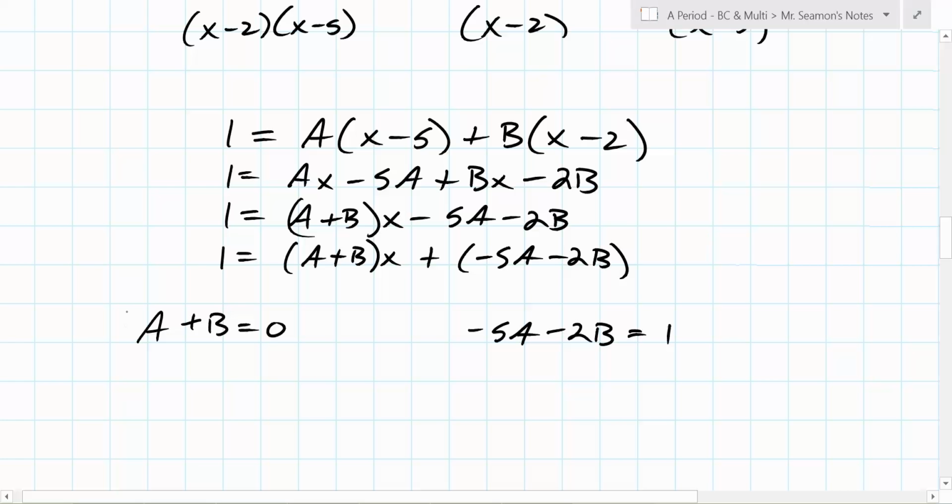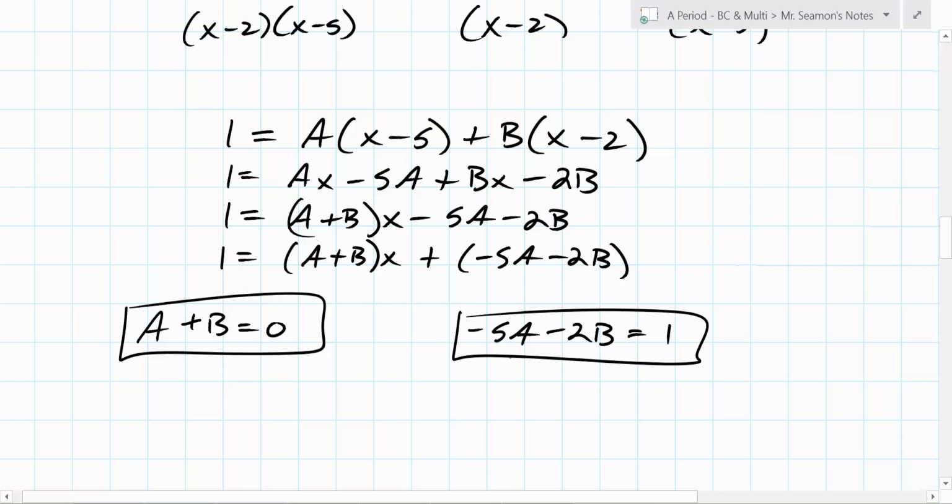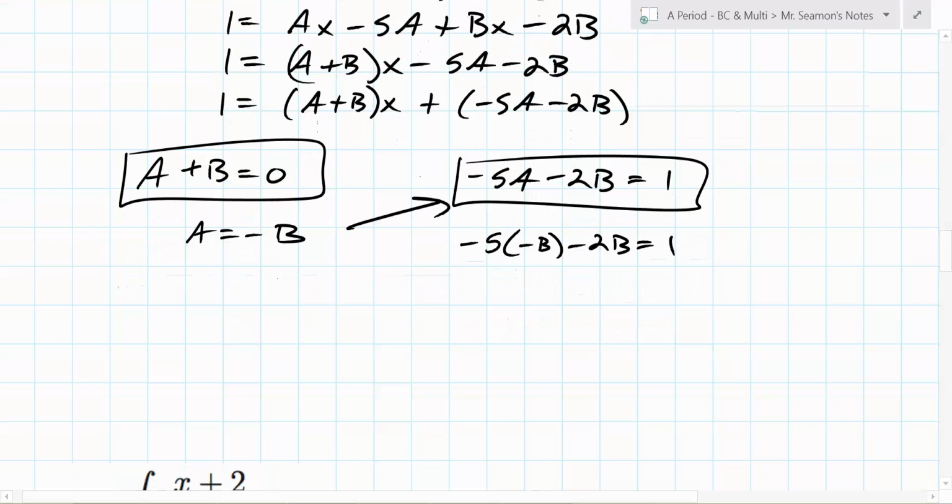So now how many equations do we have? We have one equation and two unknowns. So we have a is equal to negative b. We plug it in. We get negative 5 times negative b minus 2b is equal to 1. So what do we get there? 3b. Is that right? Equals 1. So what does b equal? 1/3. So that means that a is equal to negative 1/3.